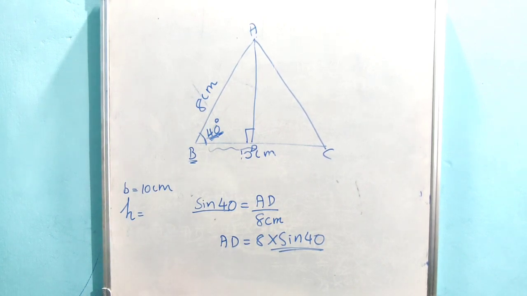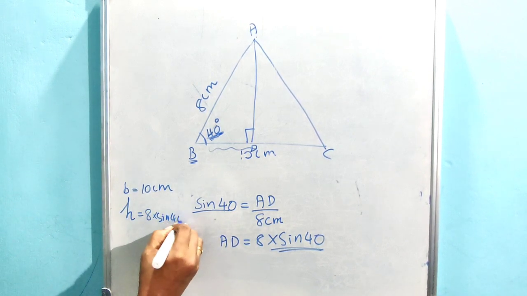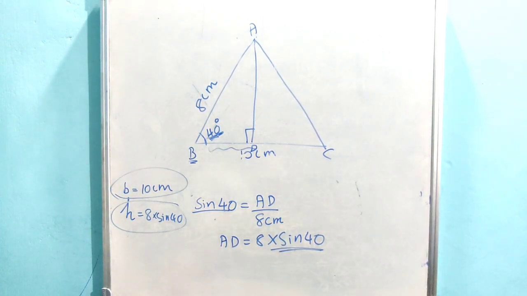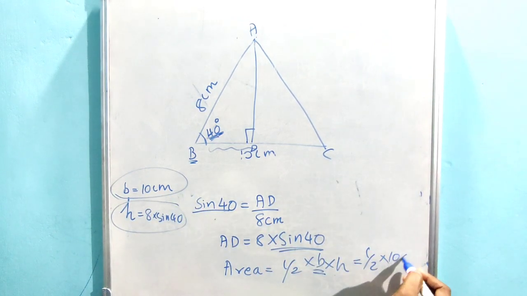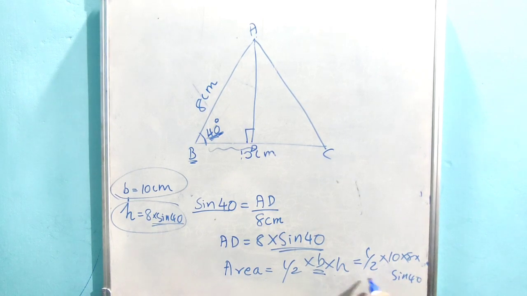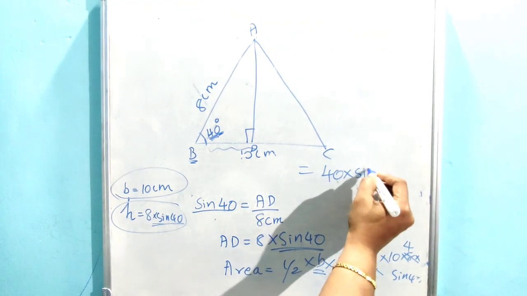Now we are going to calculate. We have this height is equal to 8 into sine 40. Now substitute these values in the equation. Half BH, we can calculate the area. So what is area? Area is equal to half into B into H. So we have half into, what is B? B is equal to 10 centimeter. And what is H? 8 into sine 40. Then here 2 and 8 can be cancelled by 4. Then we have 40 into sine 40.